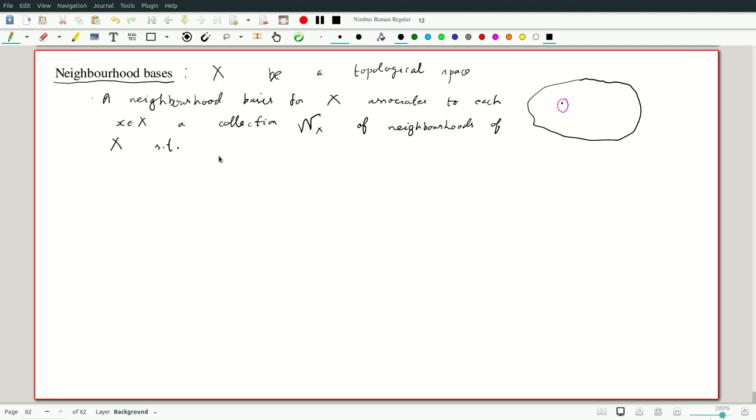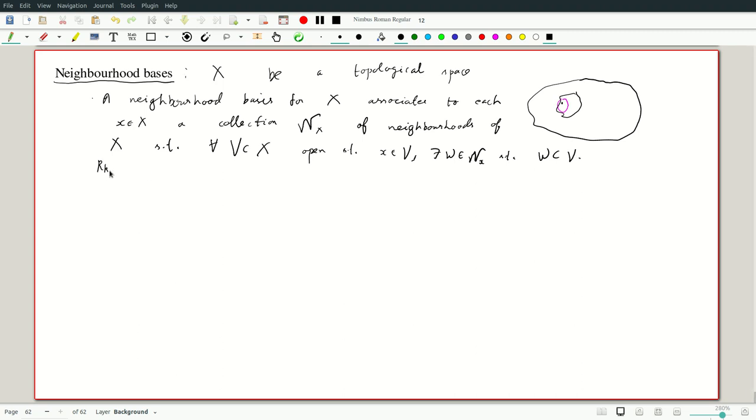Such that if I have any open set containing x, for all V open, such that x belongs to V, there exists W in the neighborhood N_x such that W is contained in V. I've been tending to use W for basis, so let's call the open set V.